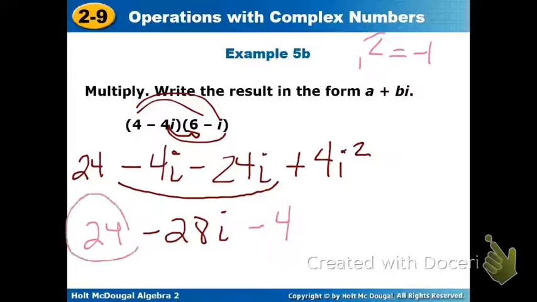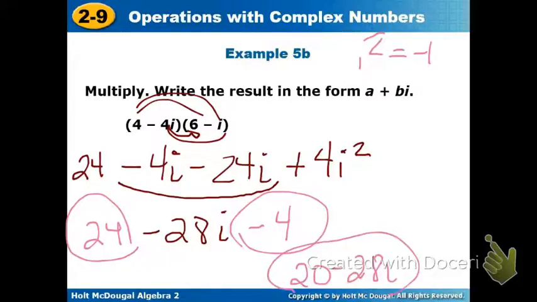So we have to combine that 24 with a negative 4, which is then 20. And then we bring down that 28i. So 20 minus 28i.